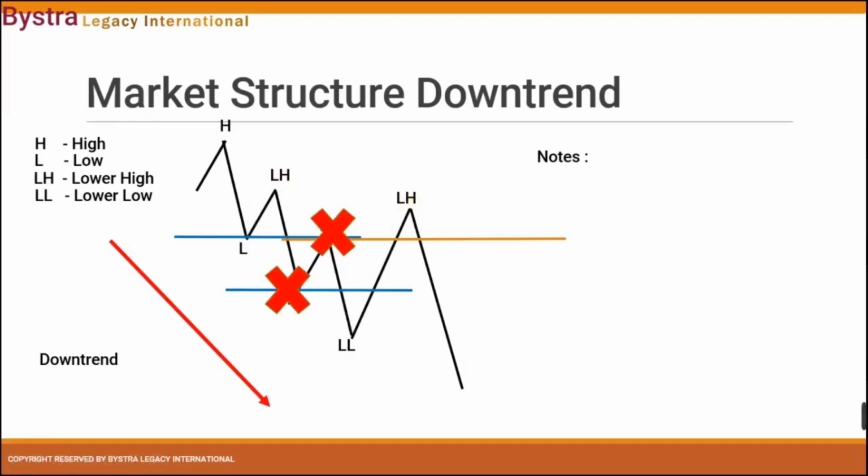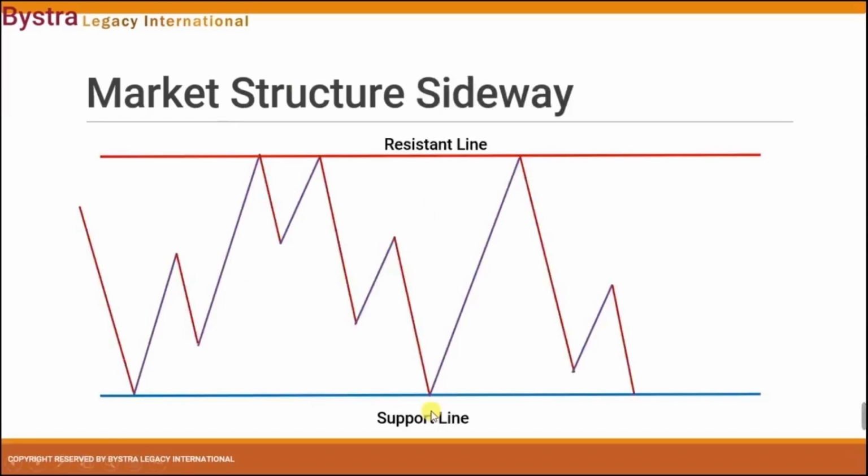Now let's move on to the next market structure, which is sideways. From here you can see price will only move in a zigzag motion, where there is a resistance line and a support line. So price will move towards the support line, goes up to the resistance line, and comes back down to the support line and goes back up towards this resistance line. So it only moves between this zone.